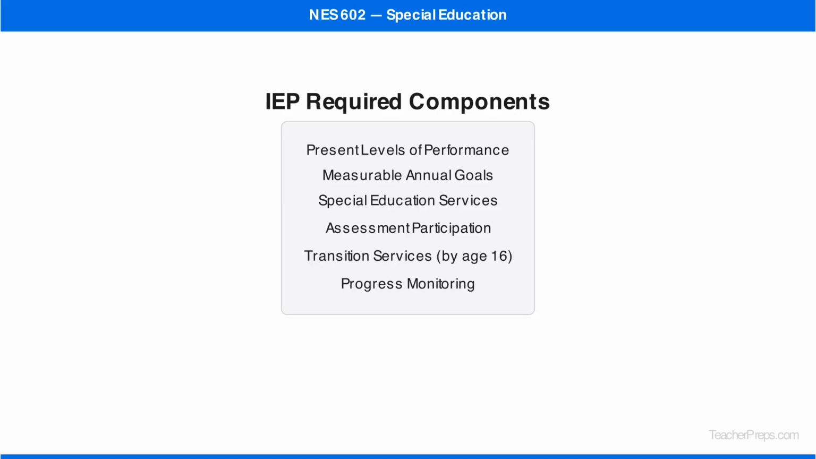Transition services begin no later than age 16, addressing post-secondary education, employment, and independent living. And progress monitoring describes how and when the school measures and reports progress to parents.